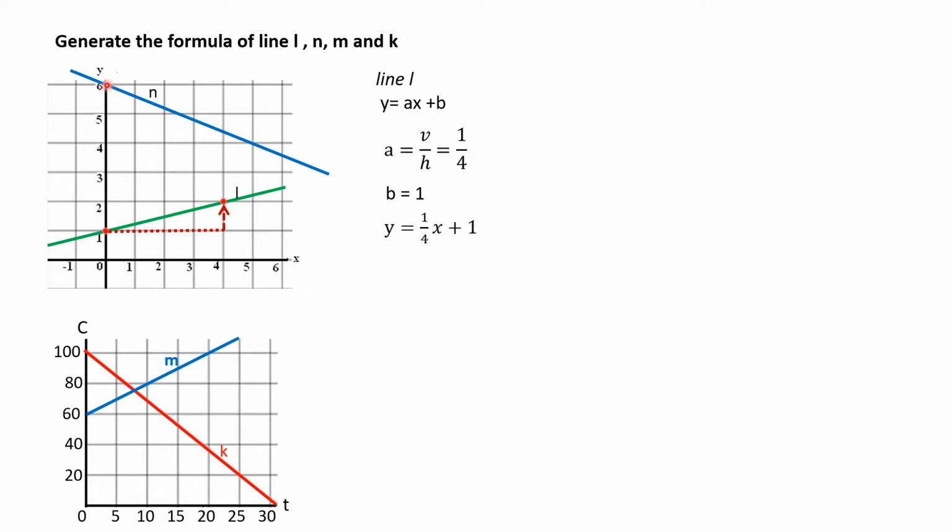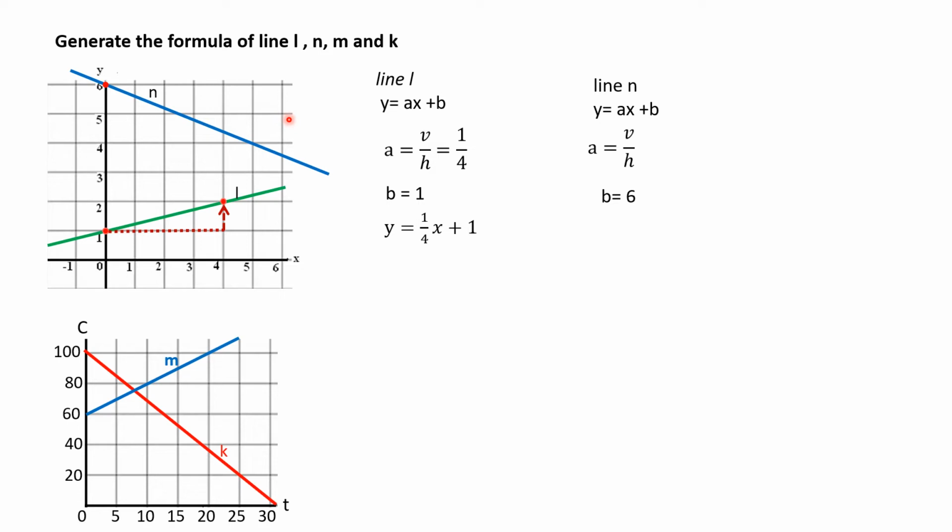The next one, line N. Well, first start with the b as well. Our b here is 6. And again, follow the line until the next grid point. That's here at 5, 4. So how much do you go to the right? How much do you go horizontal?